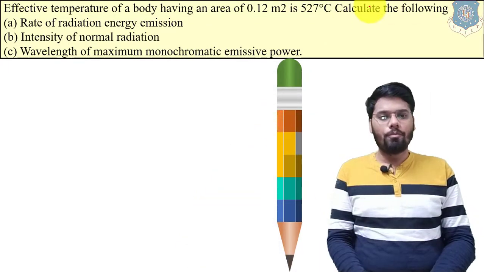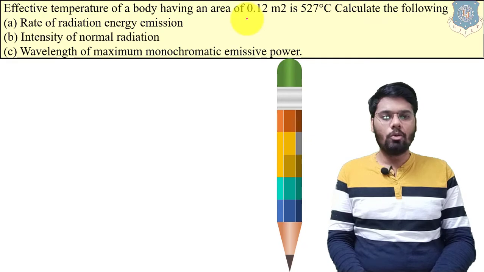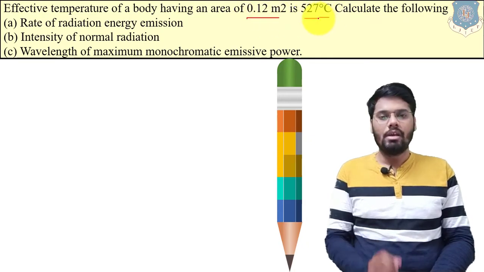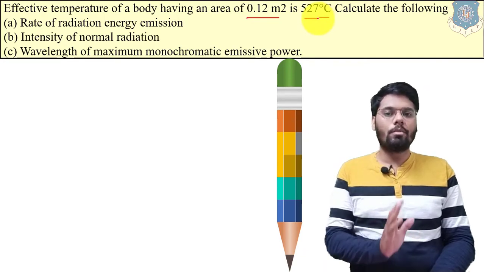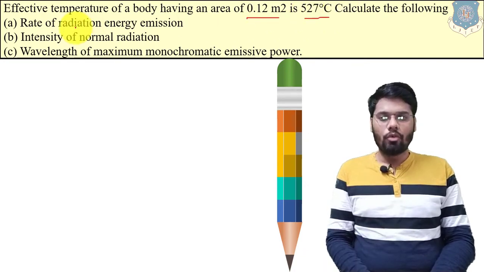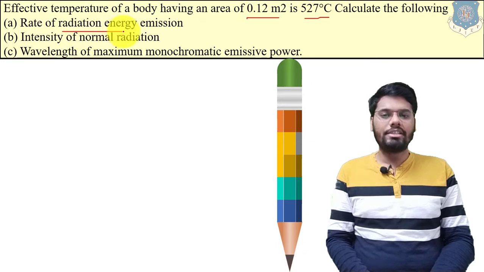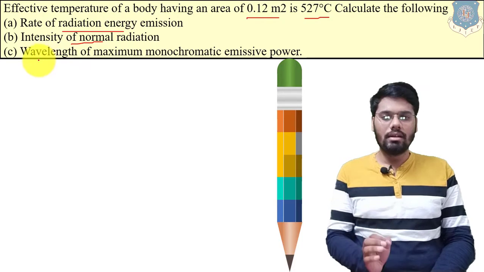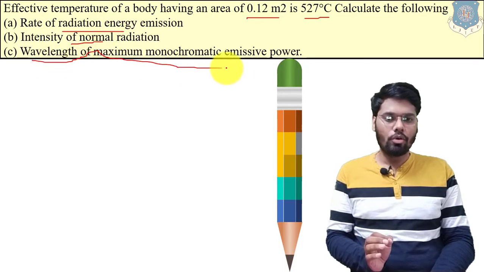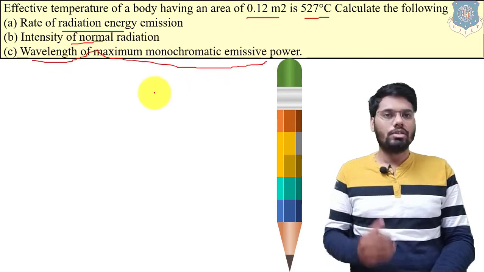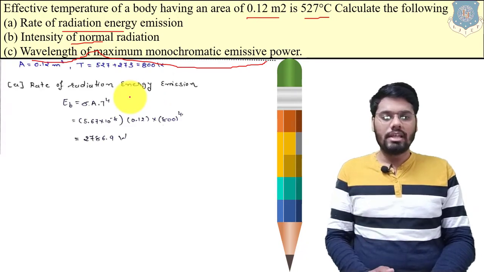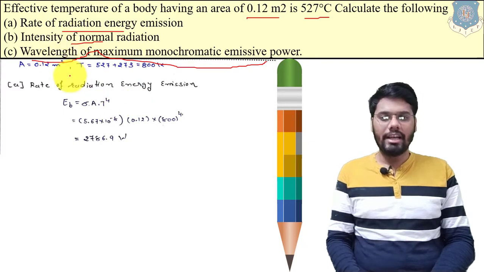The effective temperature of a body having area 0.12 square meter is 527 degrees Celsius. Here the area and the temperature of the body are given. We have to calculate the following: first, the rate of radiation energy emission; second, the intensity of normal radiation; and third, the wavelength of maximum monochromatic emissive power. We know the equations for all of these three, so by using those equations, we will first find the rate of radiation energy emission.